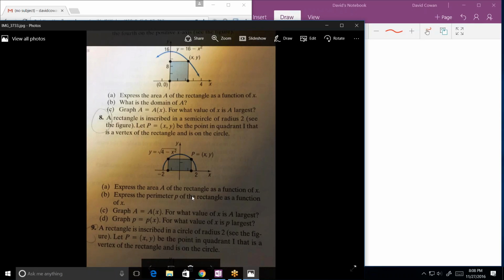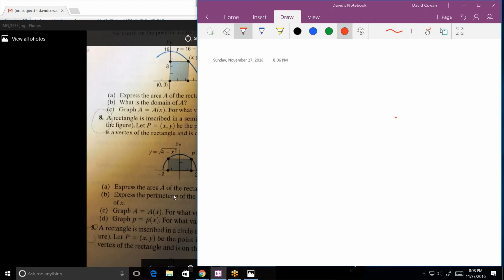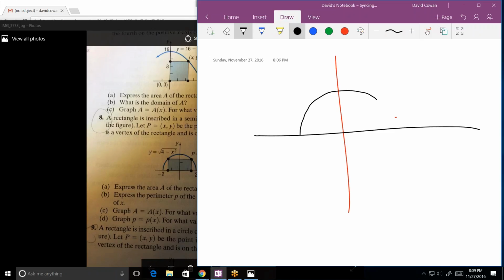Well, what's the base of that rectangle? Let me move it over so you can see it. This is not the easiest thing to understand, but it's a critical part of calculus.